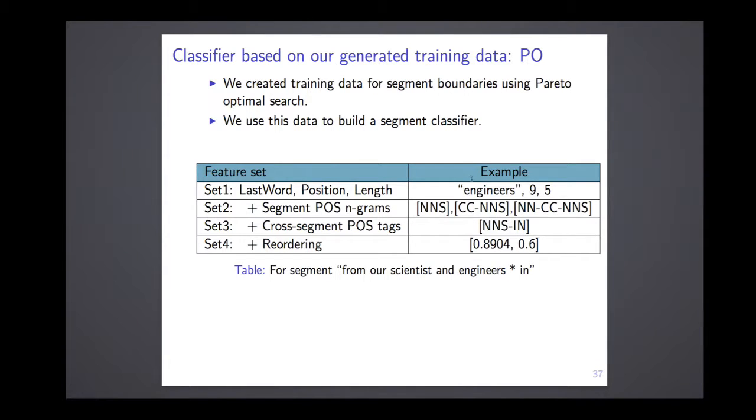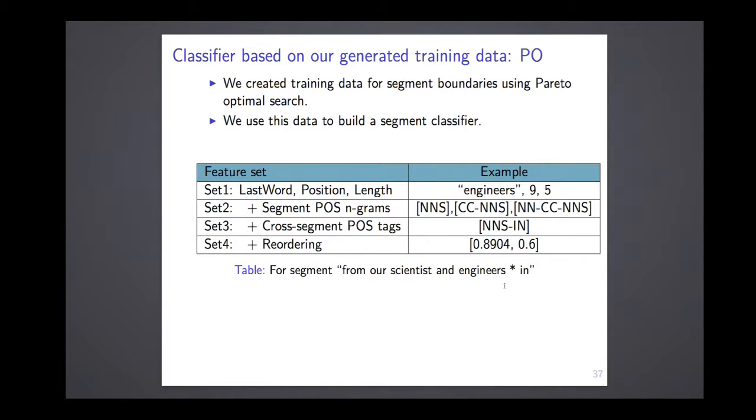So we have the last word of the segment. This is the segment "from our scientists and engineers", and this is the proposed segment boundary. We also look at the next word, the word after the segment boundary, so we have one word of look-ahead to decide the segment. And we have the last word, which is engineers, the position and the length, because if your segments are getting too long, then probably you need to add a segment boundary. We also have part of speech n-grams of the segment, and the cross-segment part of speech tag. So engineers is a plural noun, NNS, and IN is a preposition. This pair represents the part of speech tags here.